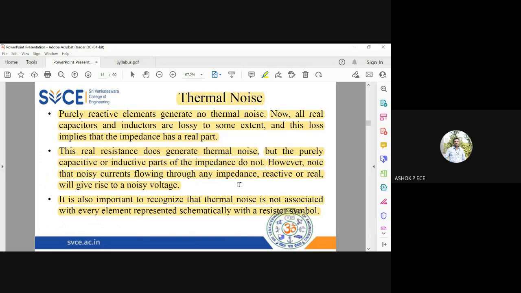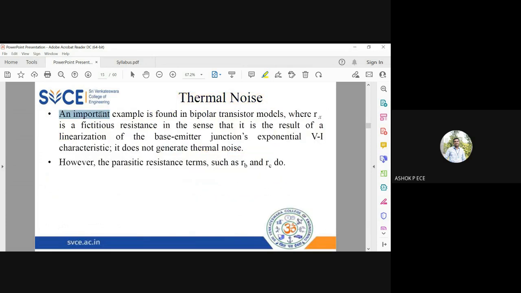Okay, with the resistors. So in transistors, there is a resistance called R pi, which is a fictitious resistance. Fictitious means it is not available practically, but it is available because of mathematical modeling. So this resistance R pi is an exception. It is a fictitious resistance which is not available inside, but this R pi is available in all the hybrid pi models of your BJT.